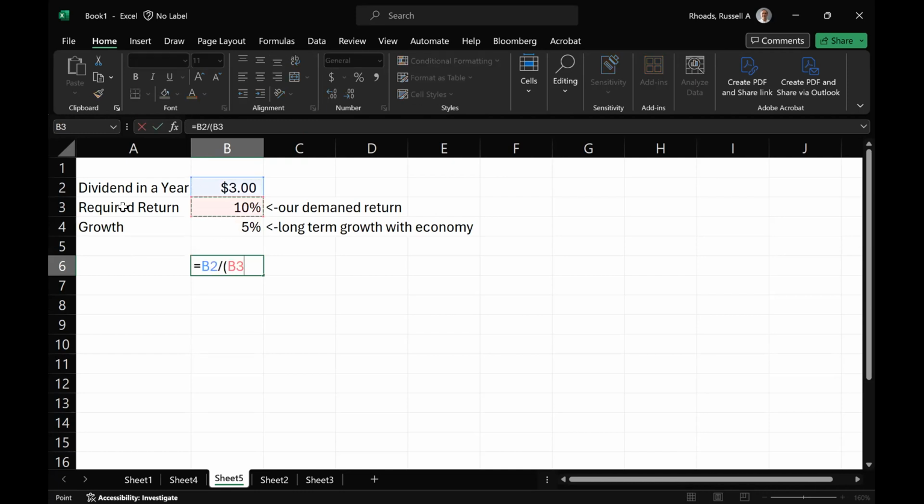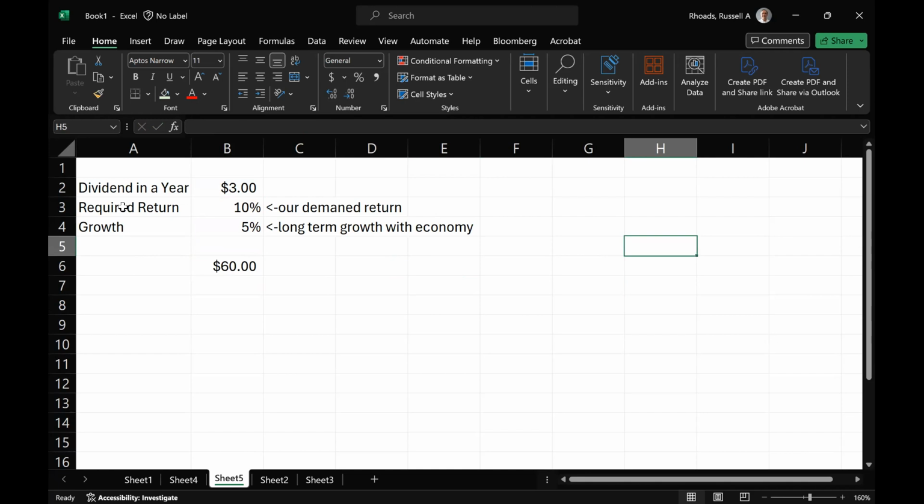And the idea is, there we've got a $60 stock, but the idea is that we have $3 and it just increases by 5% a year. That's the long-term growth, but we also expect the dividend to grow by that amount. So that's where those two numbers come from.